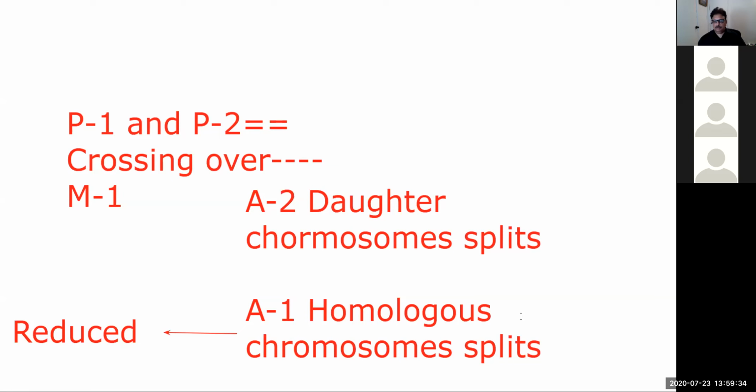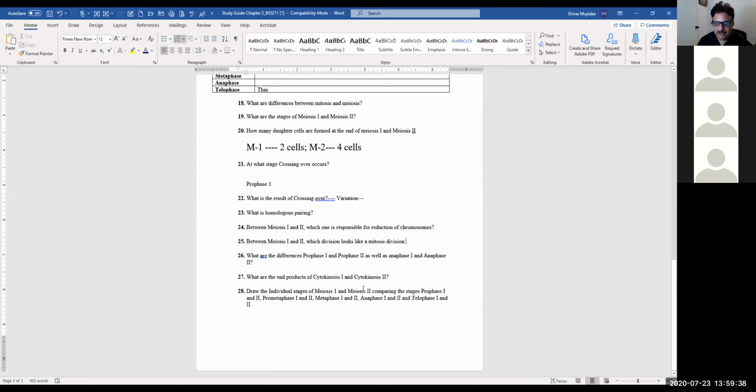What are the last few questions? What are the end products of cytokinesis one and cytokinesis two? Cytokinesis is division of cytoplasm. Cytokinesis one occurs at the end of meiosis one, and this gives rise to two daughter cells with a reduced number of chromosomes. Cytokinesis two happens after meiosis two, and from two daughter cells, cytokinesis two gives rise to four daughter cells.